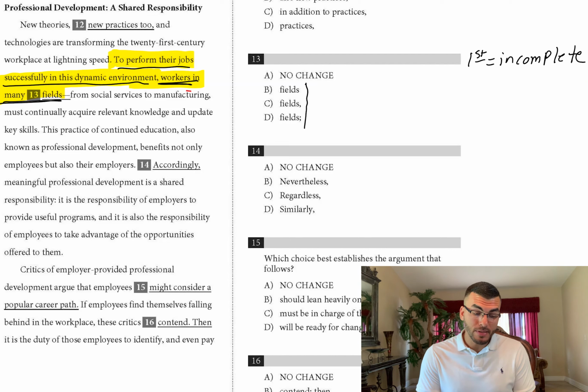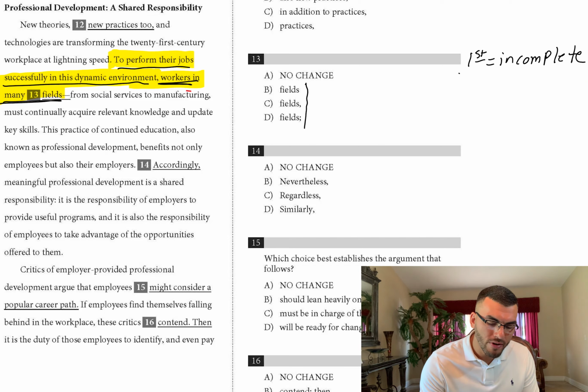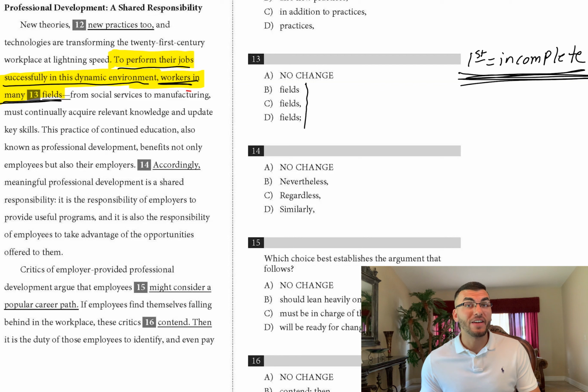To perform their jobs successfully in this dynamic environment, workers in many fields, it sounds like I need to keep talking. It sounds like I need to keep going. So for that reason, the first sentence is incomplete. If the first sentence is incomplete, what type of punctuation do I need automatically?